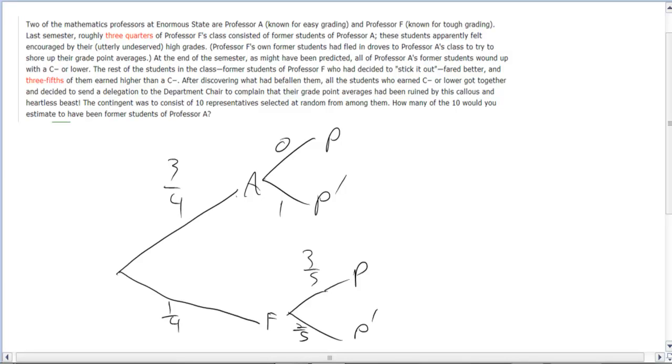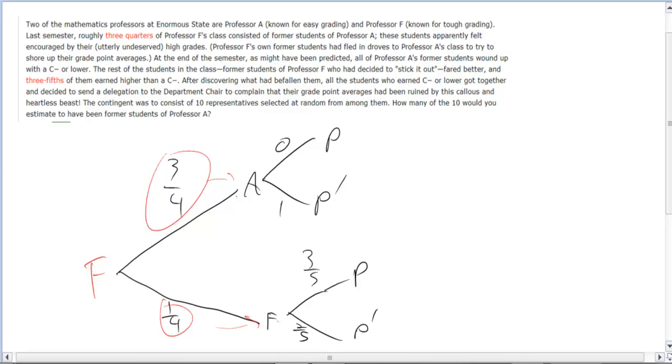Okay, so what I've broken down here, what we're looking at is the 3/4. These are all the students who make up Professor F's class. 3/4 of his class came from Professor A, and the other quarter came from himself. So you can see that's what this is talking about here. If you were to pull somebody random out of the class, 3/4 of the class were people from Professor A, and 1/4 of the class is his own old students from the previous class.